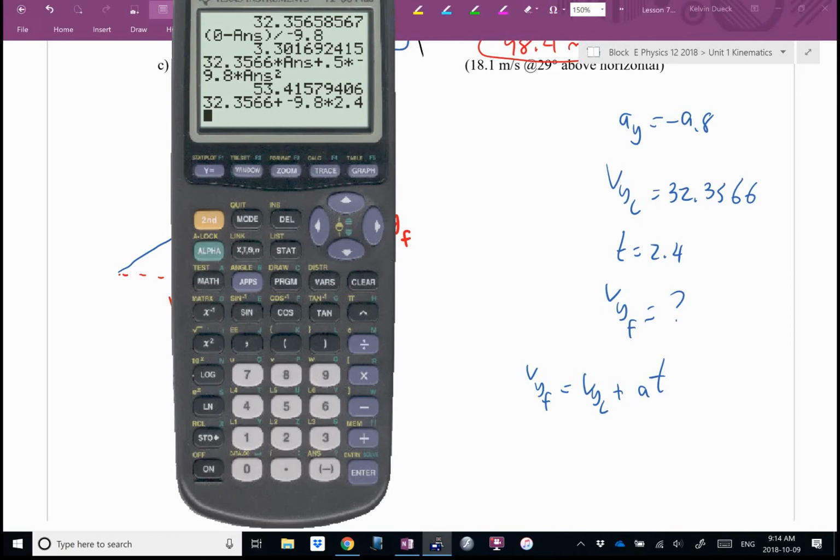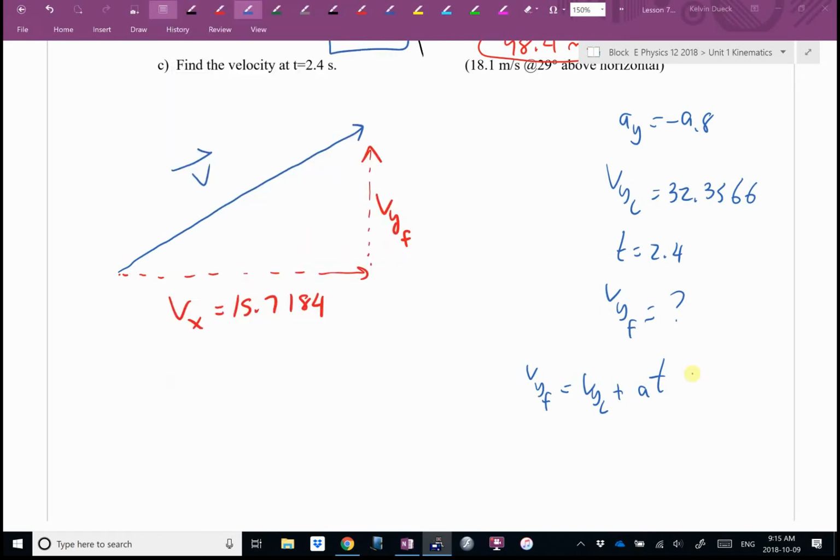If I got a positive answer, I'm on my way up. So I can actually predict that even without knowing that at the top I was at 3.3 seconds. Or I could find time to the top for that matter. But I'm lazy. I would do it this way. I get a positive answer, 8.8366. So this is 8.8366.